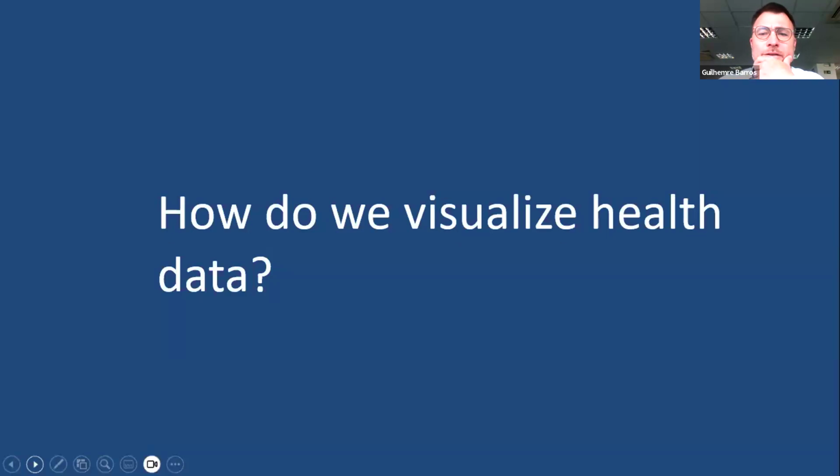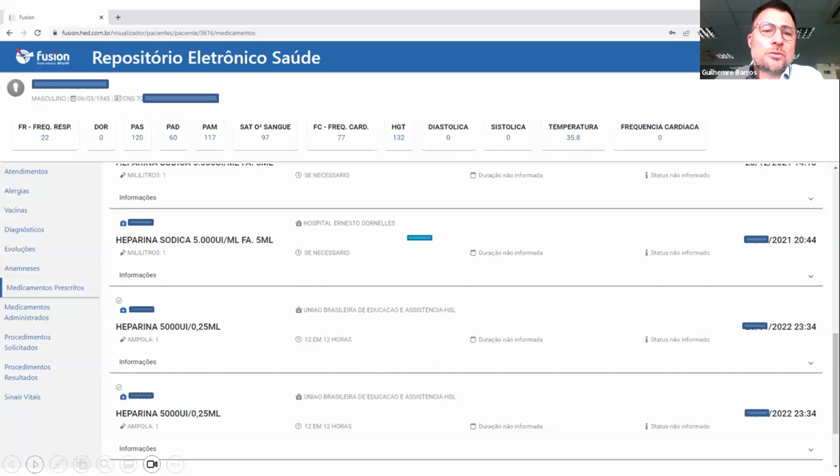How can we visualize this data? This is one of the visualizations, the most common one. On the left side we have allergies, vaccines, diagnosis, evolutions, anamnesis, prescribed meds, meds taken, and other results such as vital signs. As you can see here, we have the data integrated from two hospitals. One is Ernesto Dornelles, and the other is União Brasileira de Educação e Assistência, which is the university hospital where we are here at PUC.